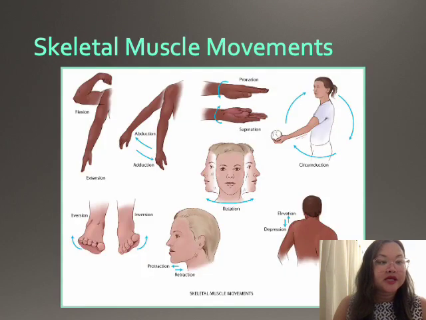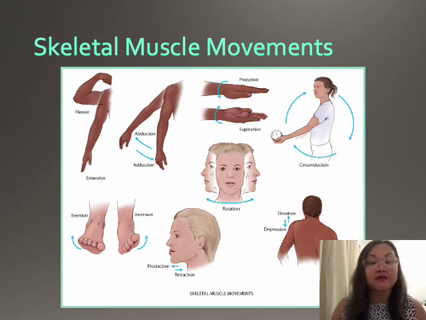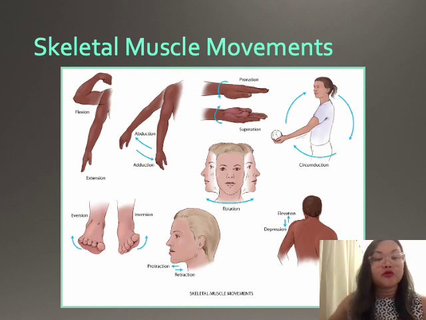Next, we're going to see the different skeletal muscle movements. And you see we have flexion. This is when you bend a limb up at the joint, so making a bicep curl or muscle. Extension is straightening the limb at the joint and moving it outward. Abduction is moving the limb away from the midline of your body versus adduction, you're adding it to your body or moving the limb toward the midline of your body.